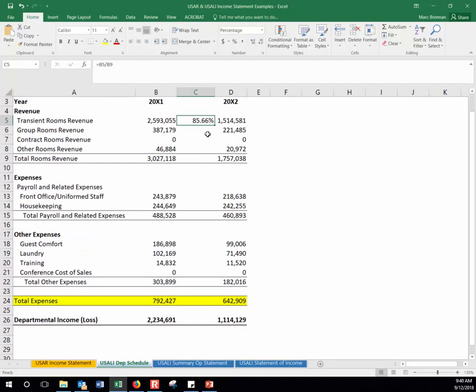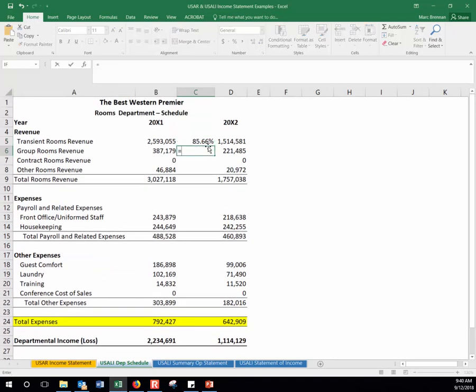Zoom in a bit. Our room revenue, guest groups room revenue, we would then divide that by our total rooms revenue. And again, I'll use some Excel magic and just do this. I would do the same for 2012, where I'm dividing my rooms revenue by my total rooms revenue for this example.